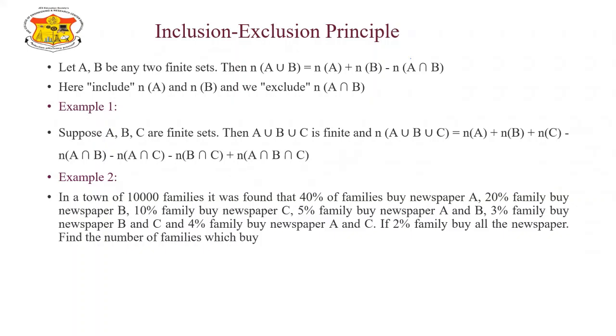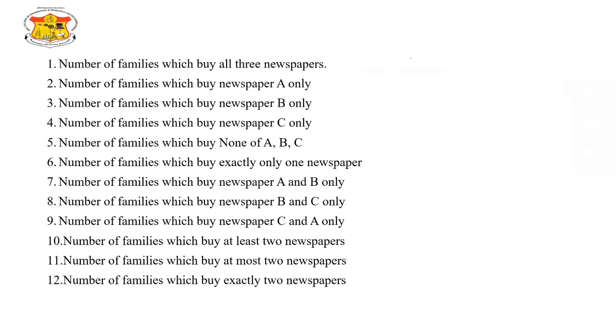In a town of 10,000 families, it was found that 40% of families buy newspaper A, 20% buy newspaper B, and 10% buy newspaper C. 5% of families buy newspaper A and B, 3% buy newspaper B and C, and 4% buy newspaper A and C. If 2% of families buy all the newspapers, find the number of families which buy all three newspapers, the number which buy newspaper A only, the number which buy B only, the number which buy C only, and the number which buy none of A, B, C.